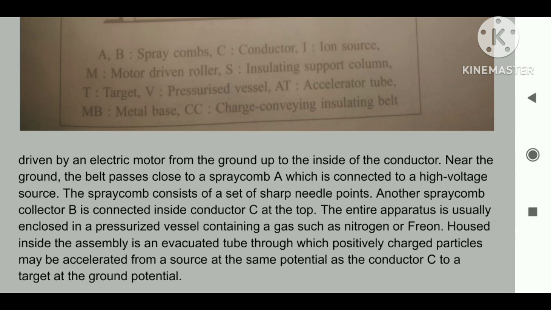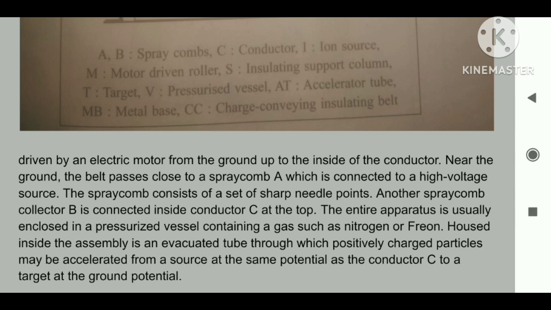Driven by an electric motor, the belt runs from the ground up to the inside of the conductor. Near the bottom the belt passes close to spray comb A, which is connected to a high voltage source. The spray combs consist of a set of sharp needle points. The other spray comb, B, is connected inside the conductor C at the top.